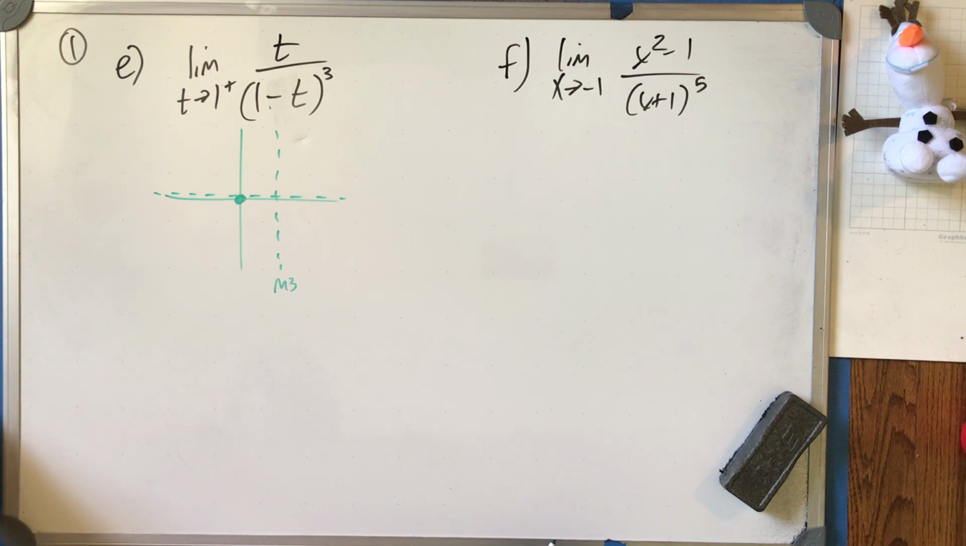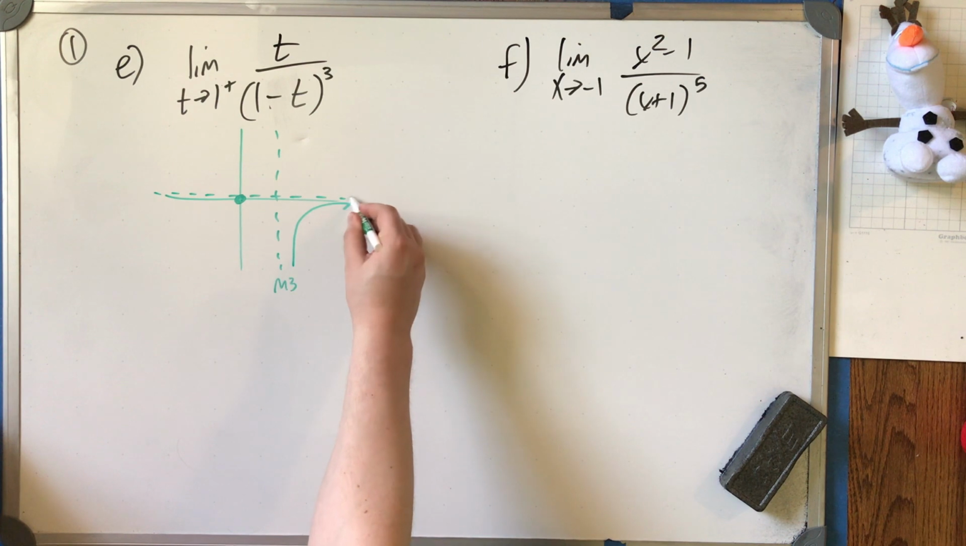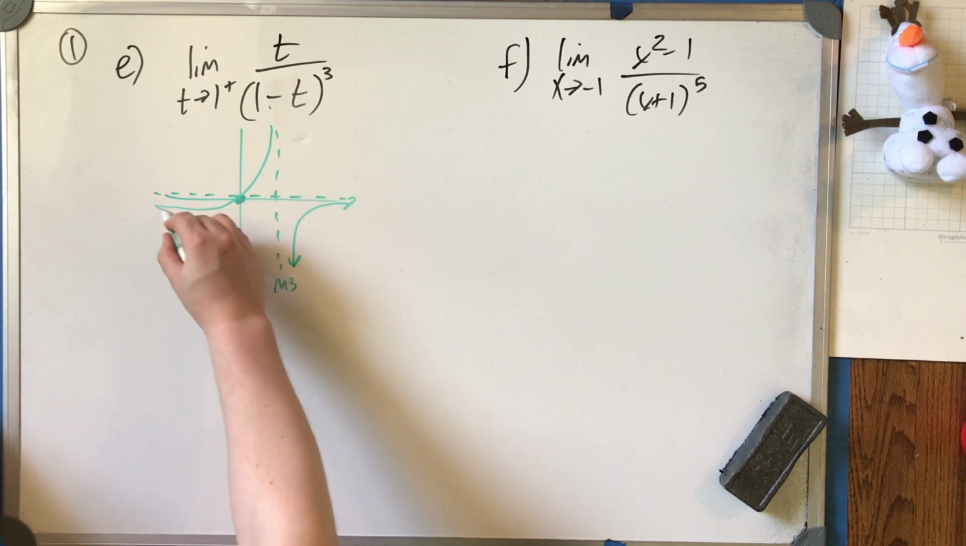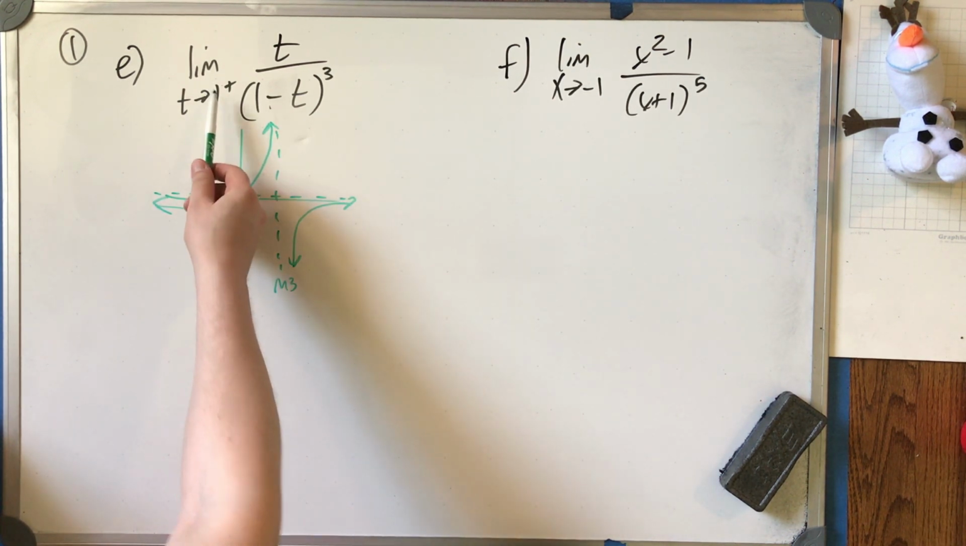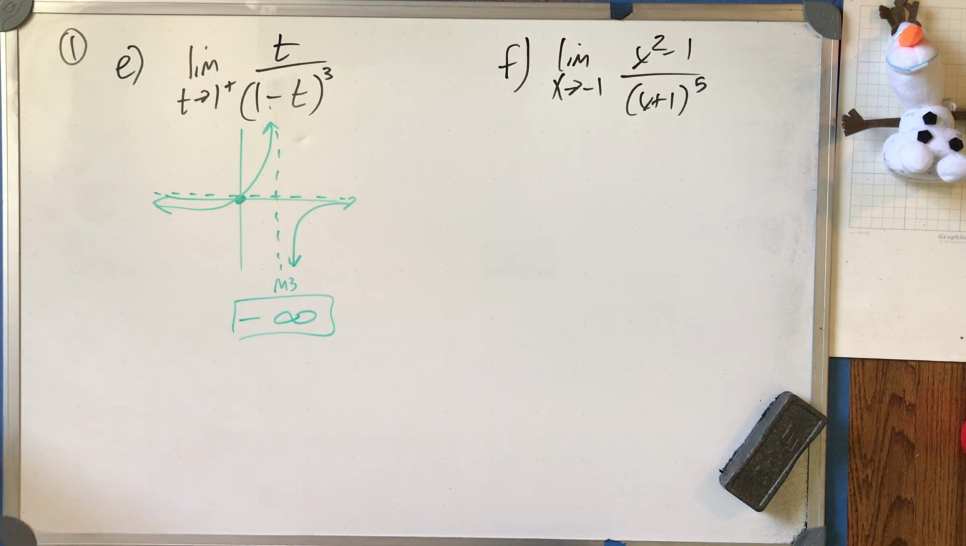So if I were to plug in something like 2, which would be over here, I'll get a negative number. So I know that this graph is going like this. So if I want to know what's happening on the right-hand side, it's going down towards negative infinity.